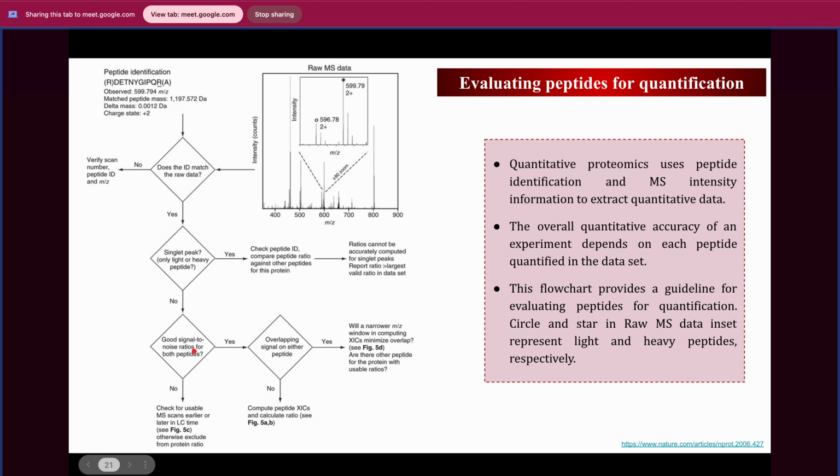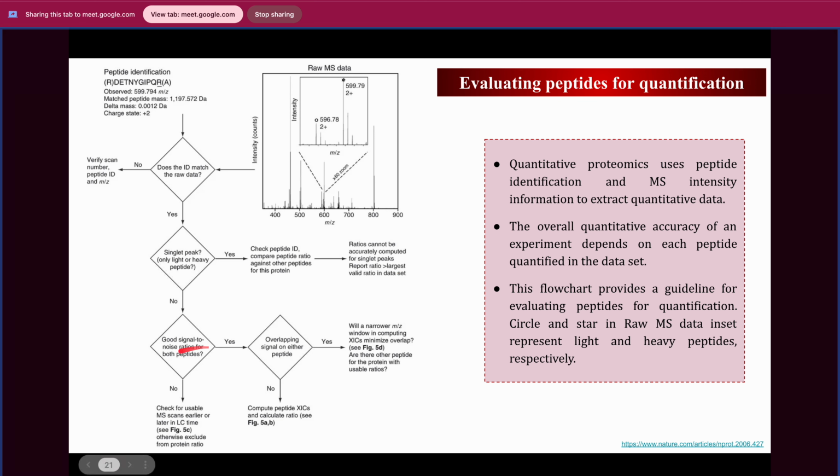The signal to noise ratio specifies whether your signal is better or your noise is high. It is signal divided by noise. If the signal to noise ratio is high, you have a higher signal and less noise, so we will favor it. Otherwise, if it is poor, we will check again and try to find other peaks. If it is fine, we move to the singlet peak step: we check the peptide ID and compare the peptide ratios against other peptides. Ratios can be accurately computed for singlet peaks, and in that way we can compare the light sample and the heavier sample.